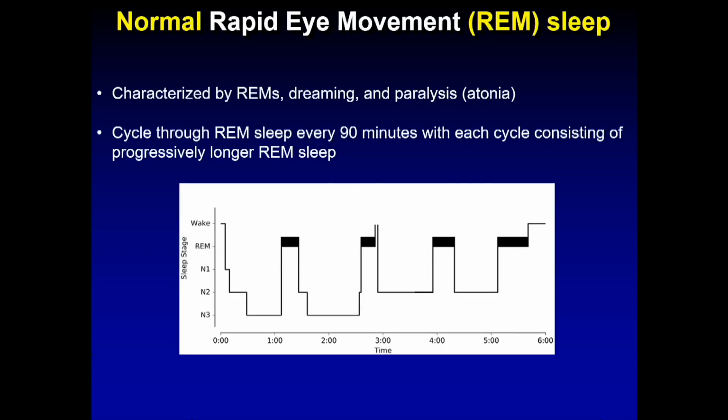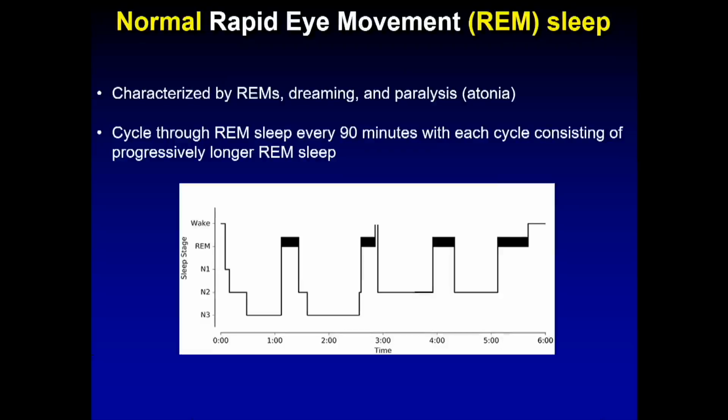And so a word about normal REM sleep before we talk about the disorder. REM stands for rapid eye movement. So when we're dreaming, we get rapid eye movements. Our eyes are closed and they're moving back and forth. And we are paralyzed. And that's normal. And that's good because we can't act out the things that we're dreaming of.